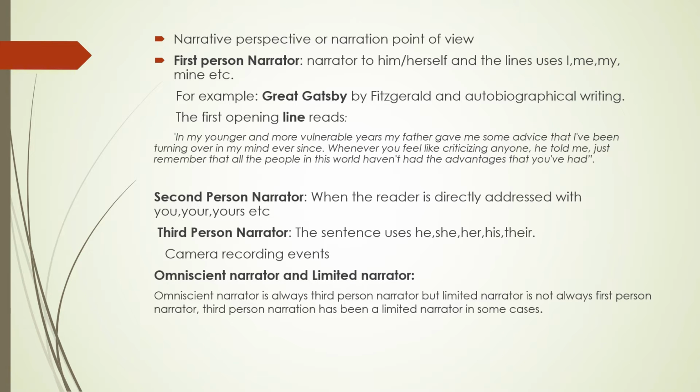So let's get started. Narrative perspective, or narration point of view, is the perspective from which the writer tells the story. It's the narrator's perspective of events that is the reader's window into the story. There are basically three different types of narration point of view: the first person, second person, and third person. Now the first person narrator often refers to himself or herself, and the words include I, me, my, mine.